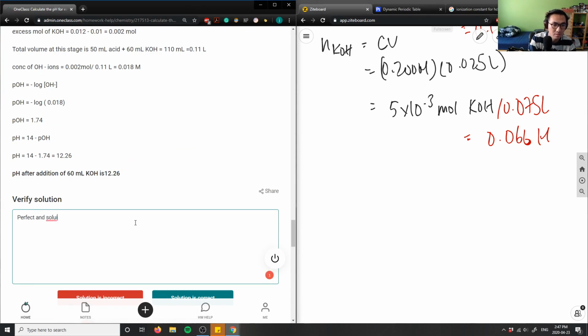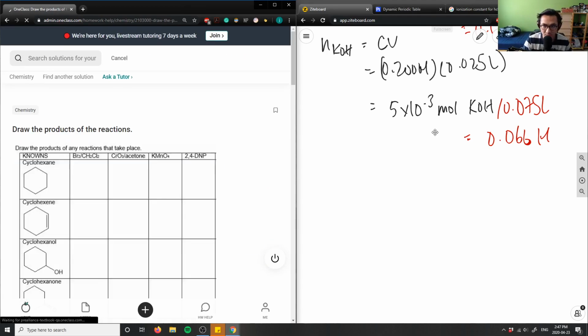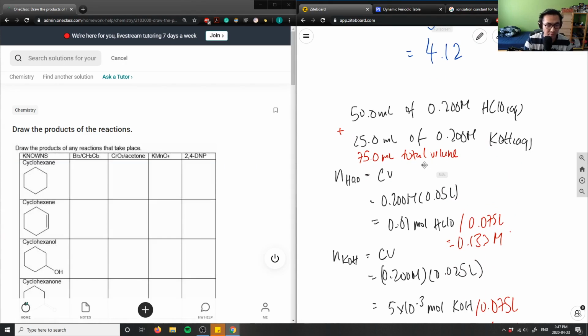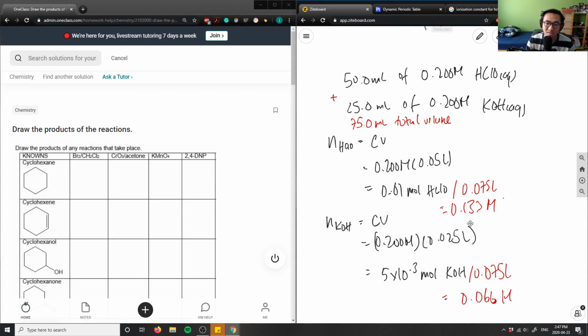Perfect solution and answer. However, this solution is actually not that hard. Perfect solution and step-by-step analysis. So remember, we're doing the exact same thing, right? This question is simply saying we have to find the moles first. After we find the moles, we divide by the total volume, which is exactly the same here. Then we figure out which one goes to which. We have our initial concentrations.